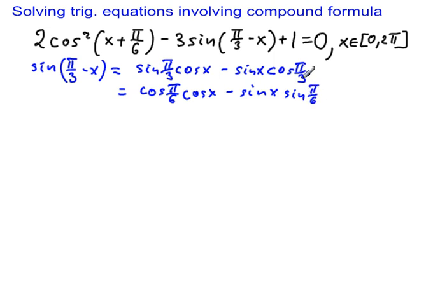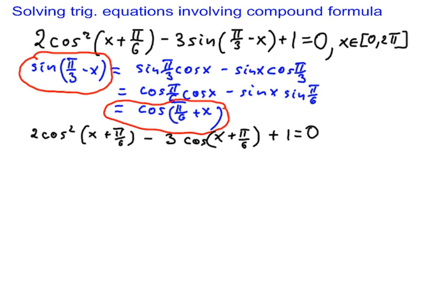So cosine pi over 3 is a half. The sine ratio of pi over 6 also has a value of 1 over 2. So what we have now is cosine cosine minus sine sine. This should remind you of the sum of cosine. So this is cosine of pi over 6 plus x. Okay, so sine of pi over 3 minus x is equivalent to cosine of pi over 6 plus x.